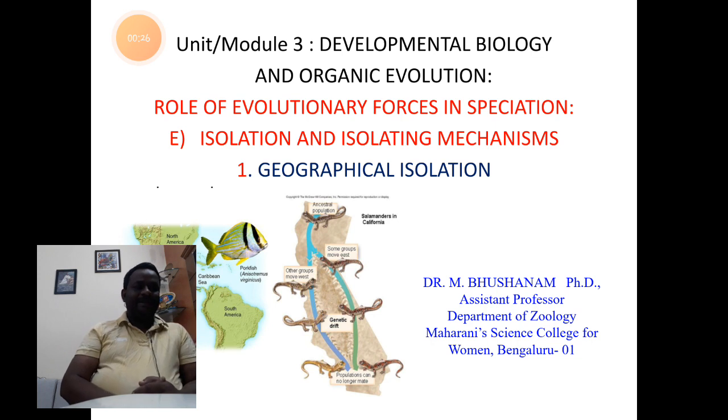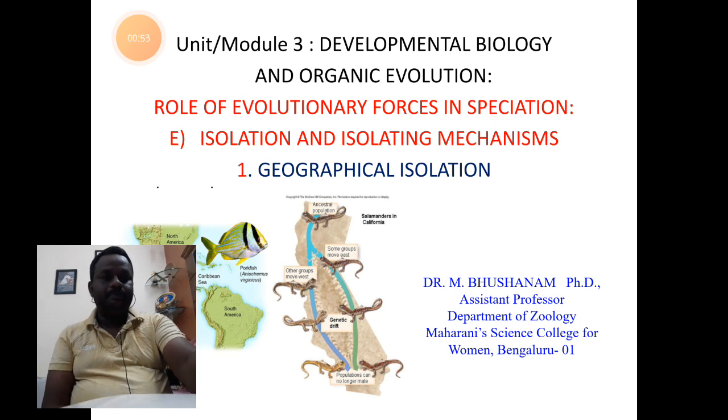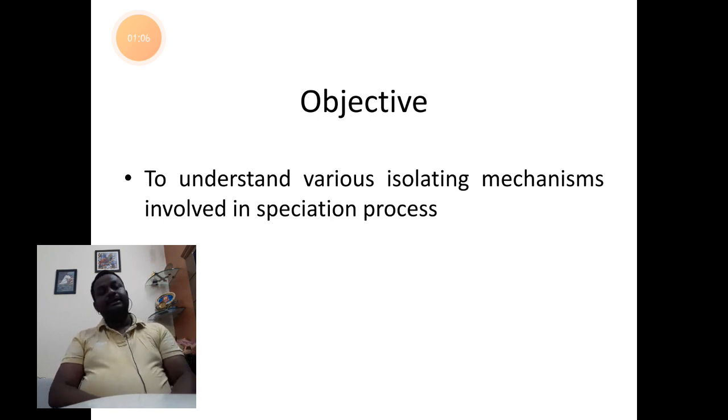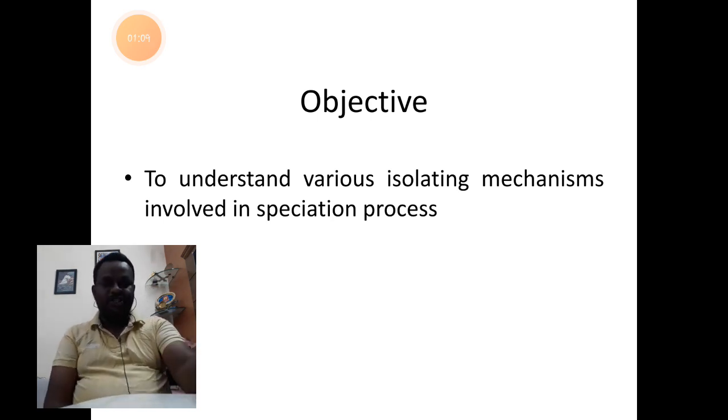Today, we shall learn another topic in Zoology, Paper 7, that is 3.2e, Isolation and Isolating Mechanisms that act as an evolutionary force in speciation. Specifically, the topic of geographical isolation. The objective of the study is to understand various isolating mechanisms involved in the process of speciation.